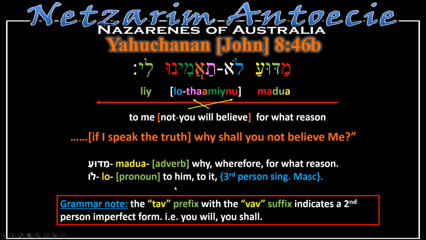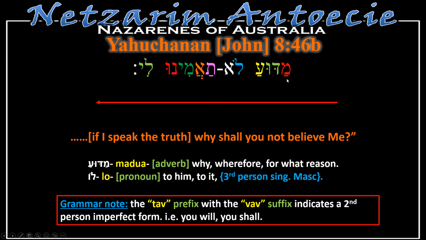Right. So now let us read that without any worry about the translation. We'll just read it. Madua lo ta'aminu li. And you notice that some of these sounds like this one, a bit longer. Same with this one, a longer sound, because we say li or me, nu. When we speak fast, I guess it's hard to detect those lengths. So the translation: for what reason not you will believe to me?